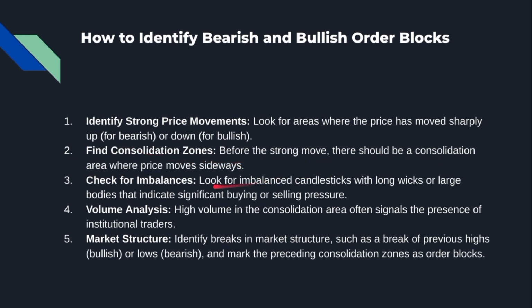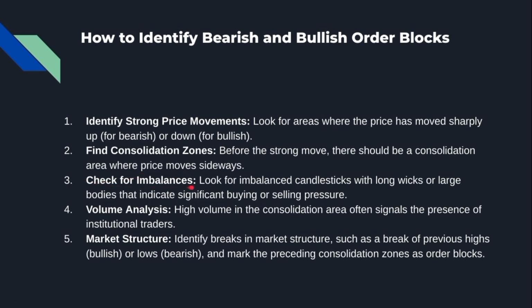So number two, find consolidation zones before the strong move. There should be a consolidation area where price moves sideways. Sometimes that consolidation area might just be like 2, 3 candlesticks. Sometimes it will be more. Sometimes it will be a very long, like 10, 20 candlesticks. And sometimes it might just be 1 or 2 candlesticks, right? Or sometimes you might not even get a consolidation zone. But majority of the time you do. It's very rare that you don't.